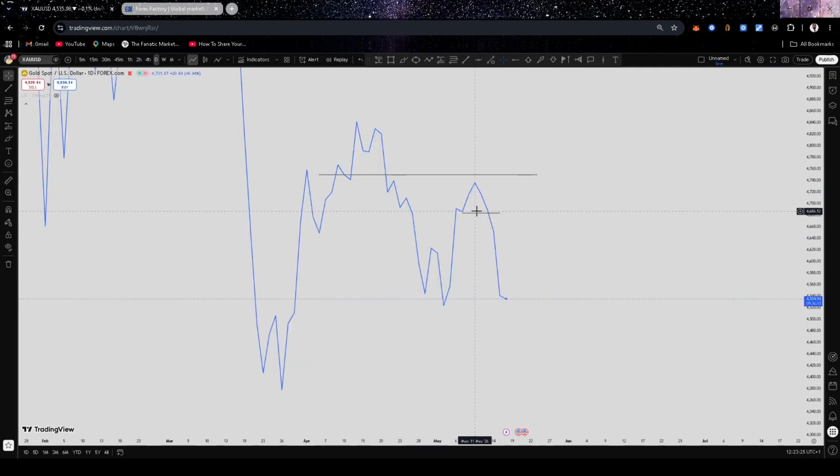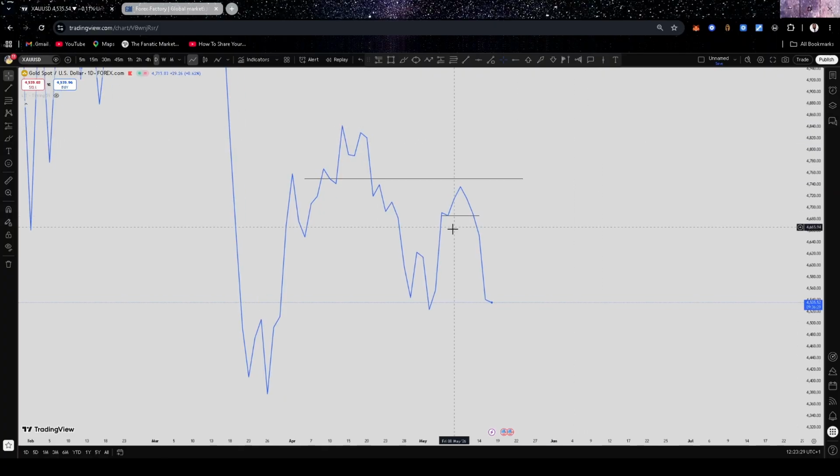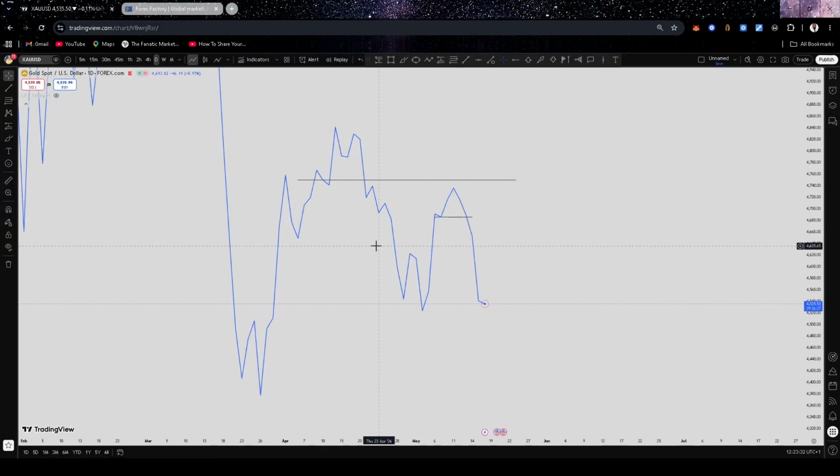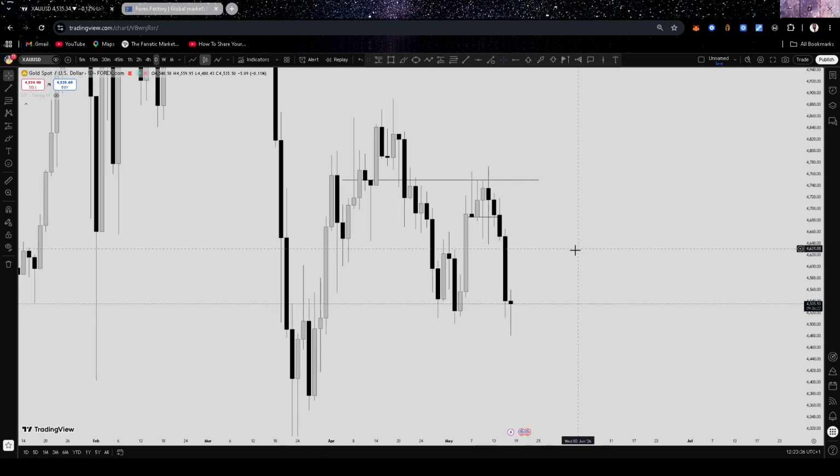If I switch to the line chart, you see we had a break of structure right here on the daily time frame, which means weekly reject, weekly, daily break structure. Now what are we going to do? We are going to wait for a pullback so that we can start selling, because gold is also bearish.